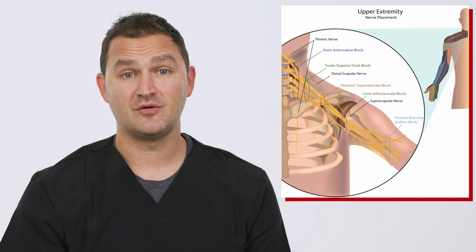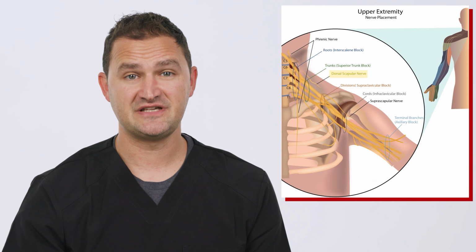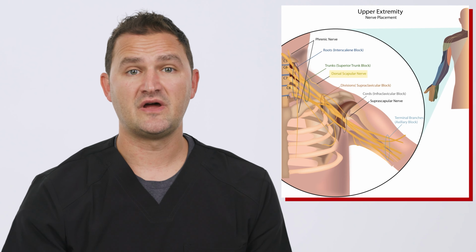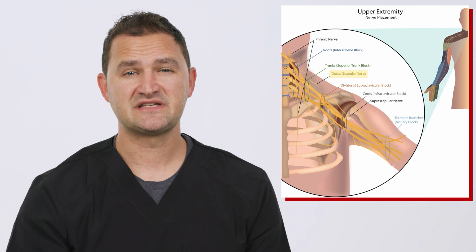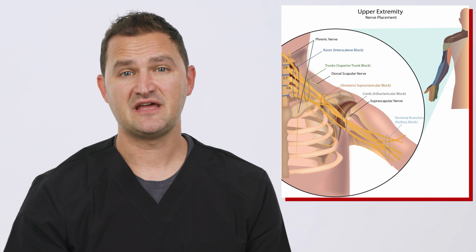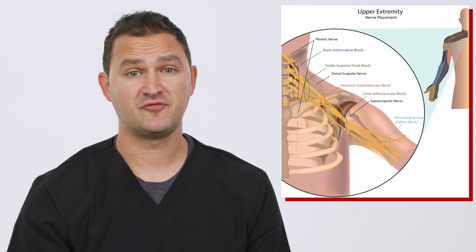Also interesting to note, the dorsal scapular nerve comes off of C5. That nerve will run inside of the middle scalene muscle and sometimes can be hit while trying to perform an interscalene nerve block. We will demonstrate this when we go into the specific videos about interscalene nerve blocks, where I will show you this nerve and how to avoid it.